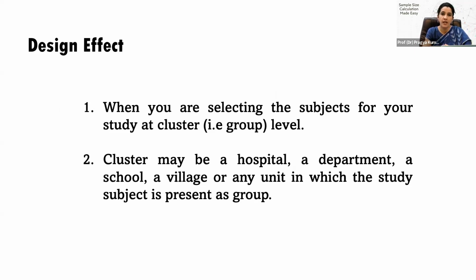Coming to design effect, there is a concept which is known as clustering. So I'll speak a few lines on this clustering. What is clustering? Clustering is a naturally occurring unit, like a family. If they're in a family of six people, we expect that they will share some similar characteristics, some genetic, some behavioral, some environmental. So at any level, if the group is sharing some common characteristics, then we can call it a cluster. The cluster can be a hospital, a department, a school, a village, or any unit in which the subjects are represented as a group.